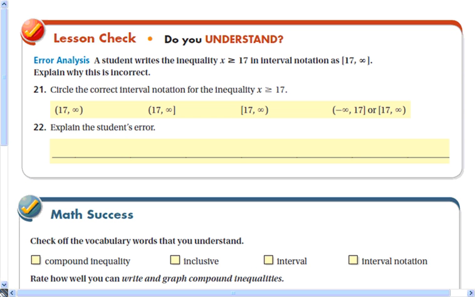All right, a student writes the inequality x is greater than or equal to 17 in interval notation as [17, infinity]. Explain why this is incorrect. It says circle the correct interval notation for the inequality x is greater than or equal to 17. So 17 is included here. So we need a bracket by the 17, and infinity is never included, so we need the parentheses for that. So the error was including infinity.